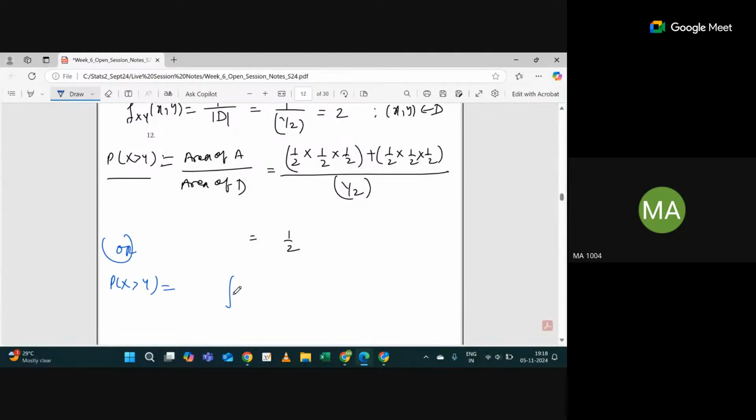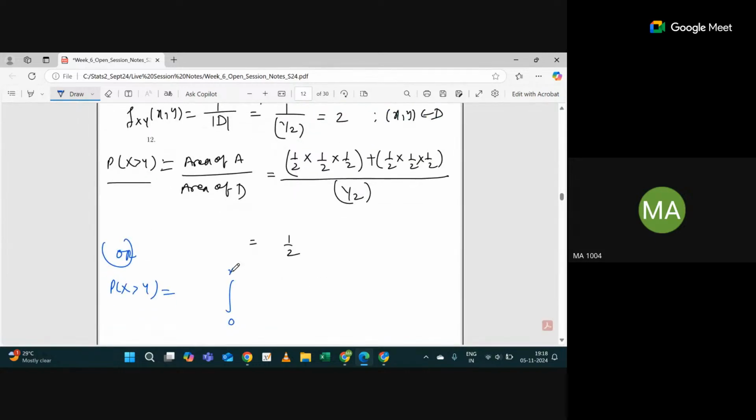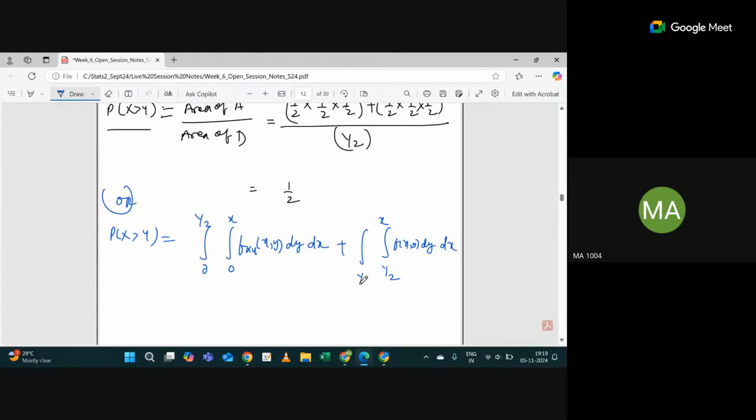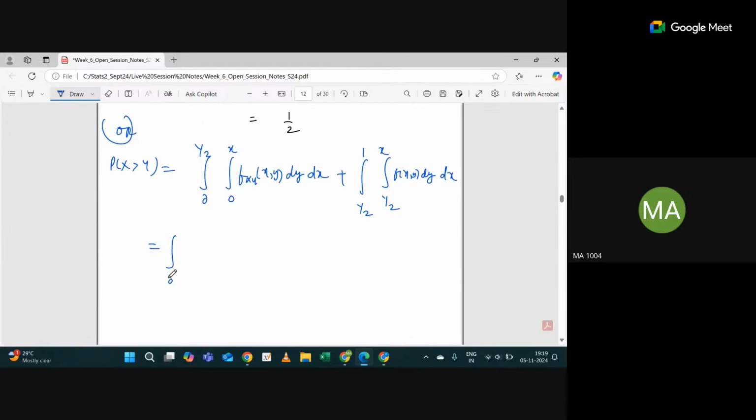Okay, it will be first 0 to x, f(x,y) dy, and then dx, then 0 to half plus half to x, f(x,y) dy dx, and the limit of x is half to 1. Okay, so if you integrate this, do you want me to integrate it, or is it fine? If you are able to do it, then we can discuss another concept, right?